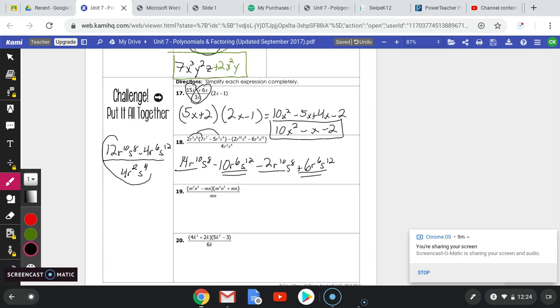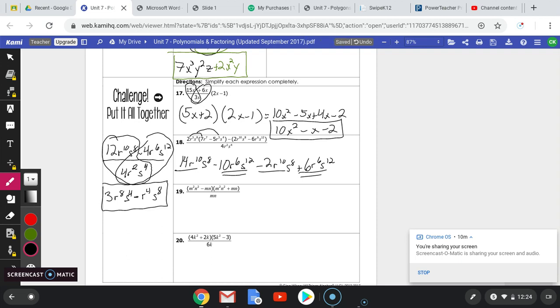So now when I divide these, I'm going to get 12 divided by 4, 3. R to the 10th divided by r squared is r to the 8th. S to the 8th divided by s to the 4th will be s to the 4th. Then this here: negative 4 divided by 4 is negative 1, so I can write the negative 1, but no reason to. R to the 6th divided by r squared is r to the 4th. S to the 12th divided by s to the 4th is s to the 8th. And that would be your final answer here.